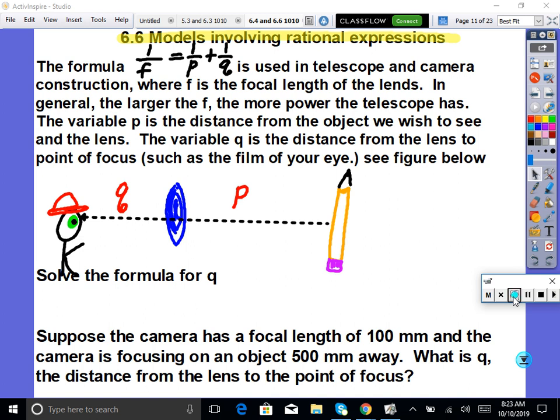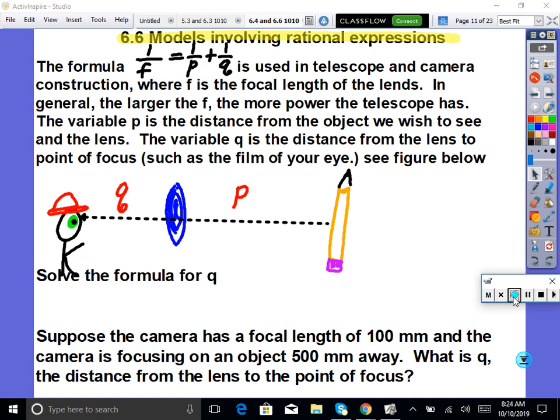So basically you are going to need to pay attention to what f stands for. So everybody help me remember. F is the focal length of the lens. In general, the larger the f, the more power the telescope has. The variable p is the distance from the object we see to the lens. So I've even drawn a picture for you, notice. And then it says the variable q is the distance from the lens to the point of focus, such as the film or your eye.